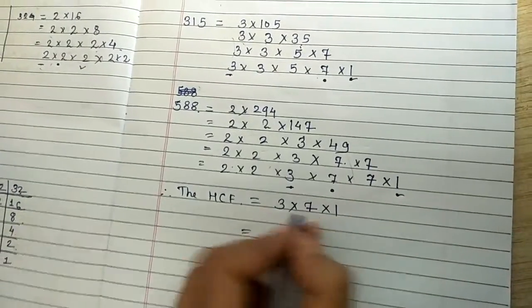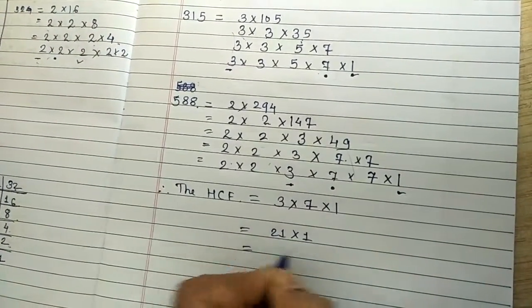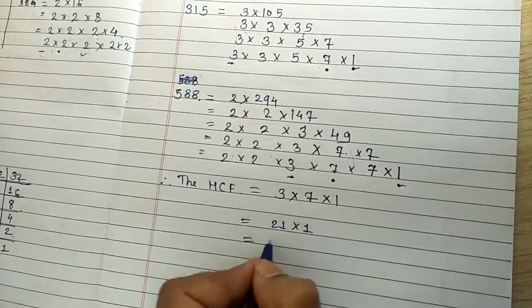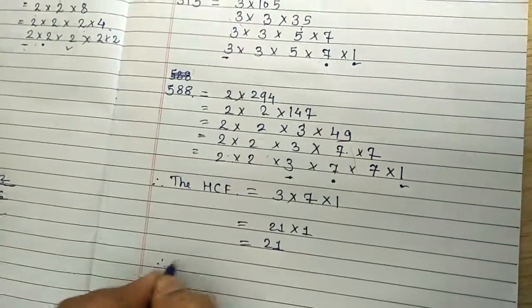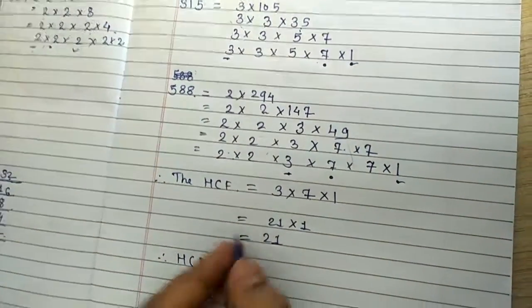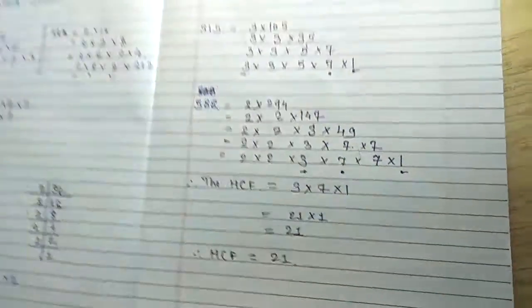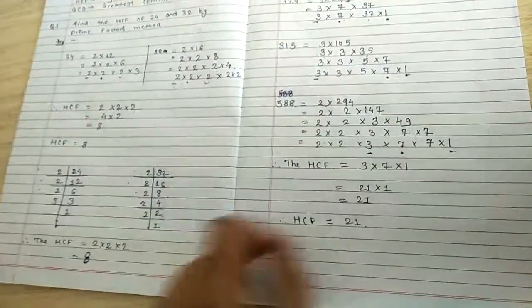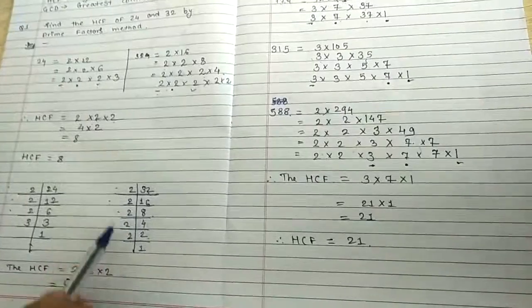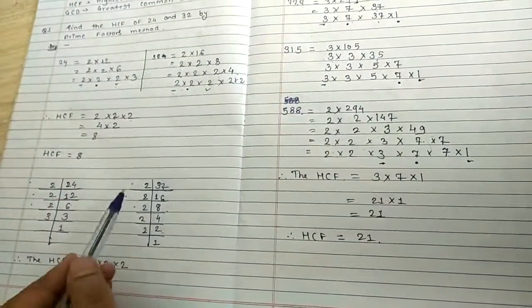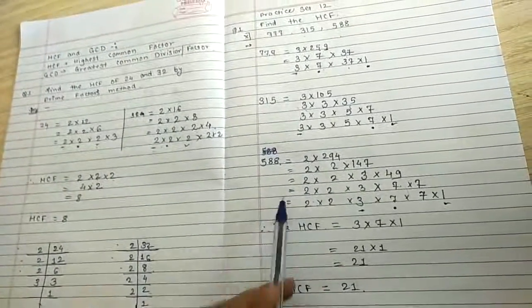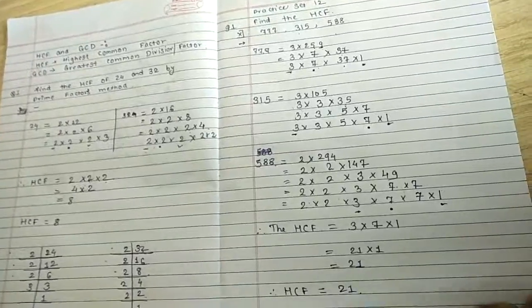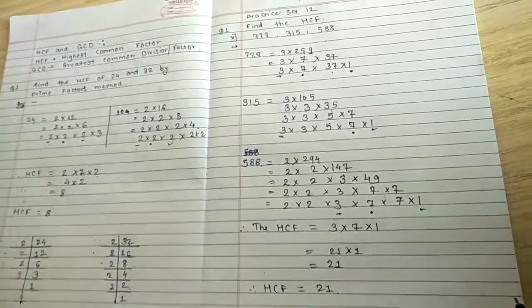So 3 7s are 21, and 21 into 1 is 21. See, 3 7s are 21, 21 into 1 is 21. So therefore the HCF of these numbers is 21. Clear? If you want to solve these by the vertical arrangement, you have to do the same vertical arrangement for all three, finding the common factors vertically, like that only here also. But I will say solve by this horizontal method because it is the easiest one. Clear? I hope all of you understood.